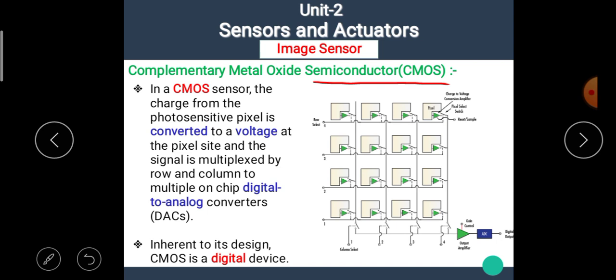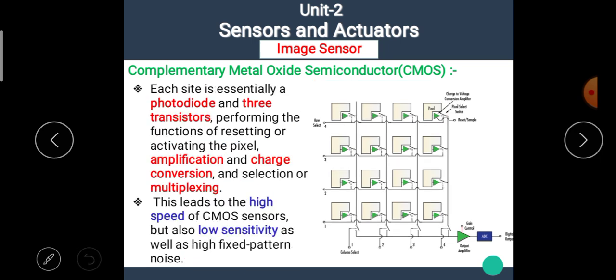In CMOS sensor, the charge from the photosensitive pixel is converted into voltage at the pixel site, and the signal is multiplexed by row and column to multiple on-chip digital to analog converters, DACs. That means in complementary MOSFET or complementary metal oxide semiconductor sensor, the charge is converted into the voltage in the pixel. Okay, and there is also the amplifier in it. Inherent to its design, the CMOS is a digital device. Each side essentially a photodiode.